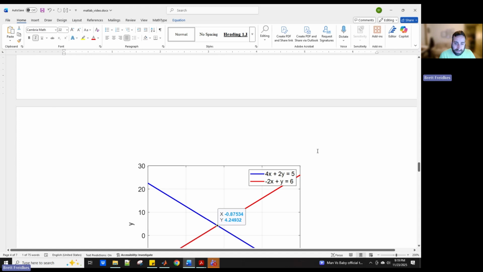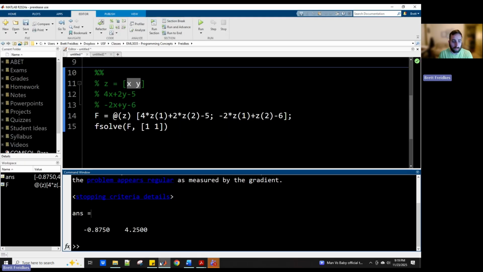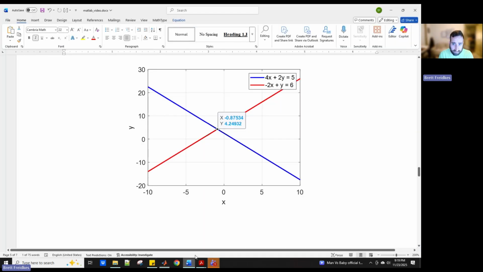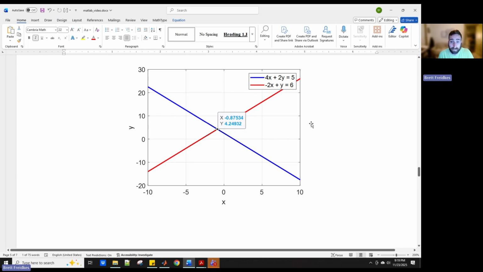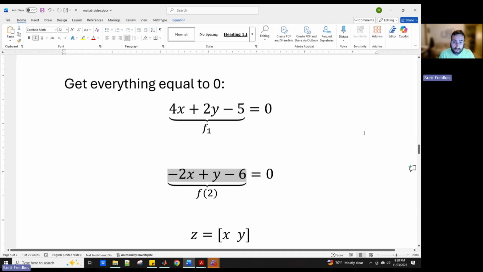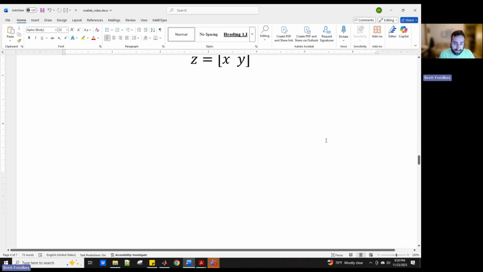If we go look at our graph, you can see that I've plotted these two functions: 4x plus 2y is 5, and -2x plus y is 6. And the solution to the system is the point where they intersect. If we come over here, we saw that the x value is -0.875. That's right where I'm at. And the y value was 4.25. Mine was 4.249. So we are finding the point where they intersect. And we do that by defining this x and y in terms of z secretly and leveraging this function fsolve.